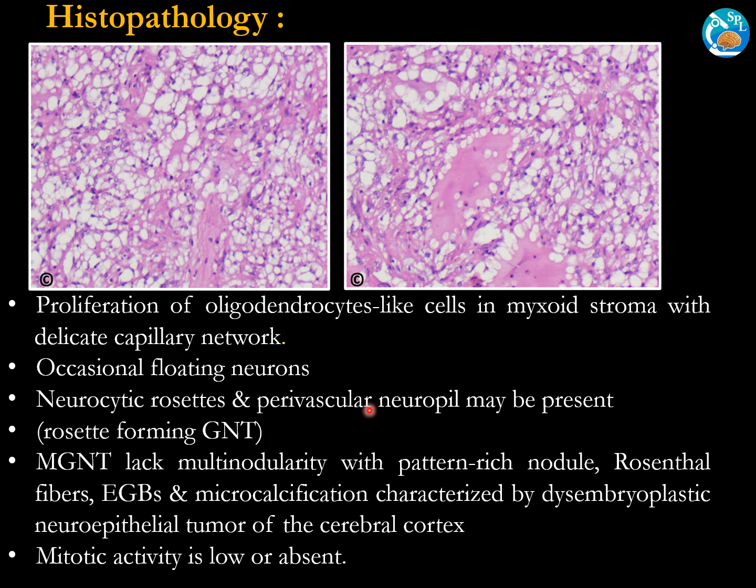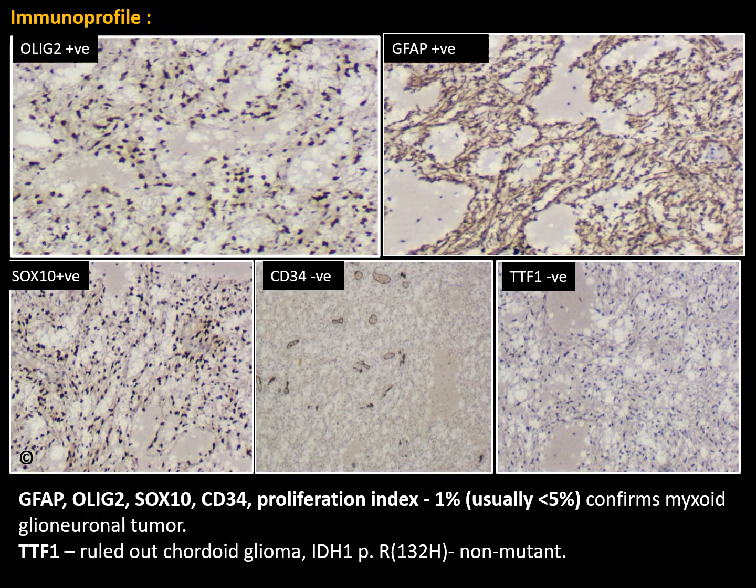So the rosette forming glioneuronal tumor needs to be ruled out. Then myxoid glioneuronal tumor lacks multinodularity with a rich nodular pattern, Rosenthal fibers, eosinophilic granular bodies, and microcalcifications, which are present in dysembryoplastic neuroepithelial tumor of the cerebral cortex, and the mitotic activity is absent or low.